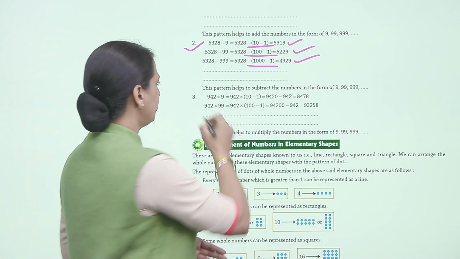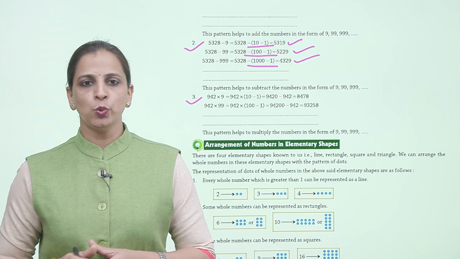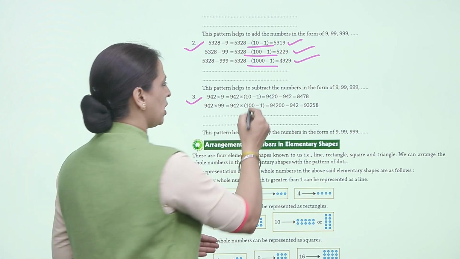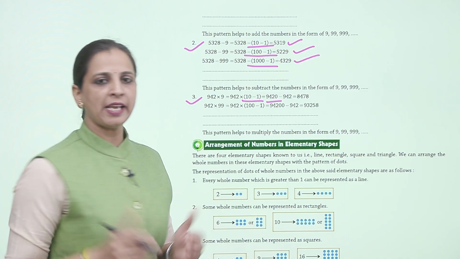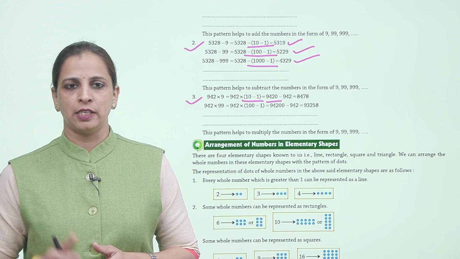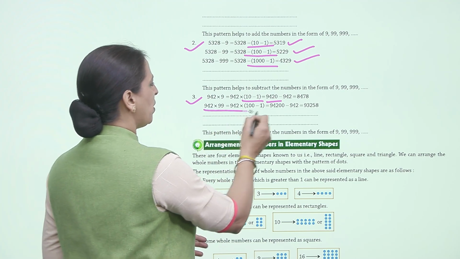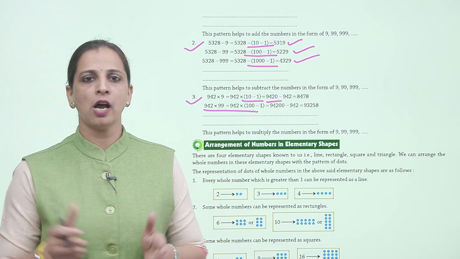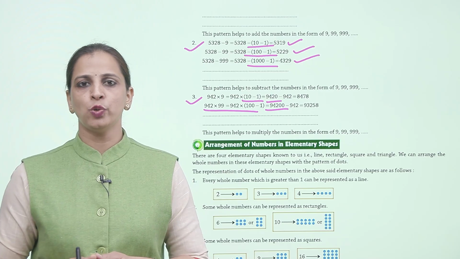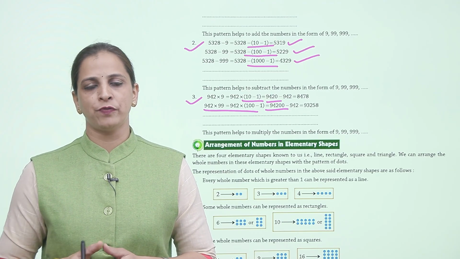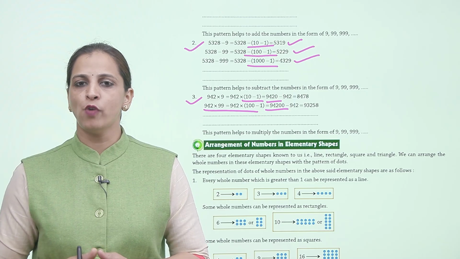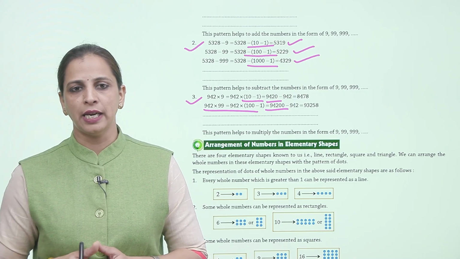Now next, third, 942 multiply by 9 is equals to 942 multiply by 9 को लिखा 10 minus 1, 10 से multiply किया और 942 को माइनस किया, that is 8478. Next is 942 multiply by 99, 99 को लिखा 100 minus 1, 94200 minus 942 is equals to 93258. This pattern helps us to multiply the numbers in the form of 9, 99, 999.